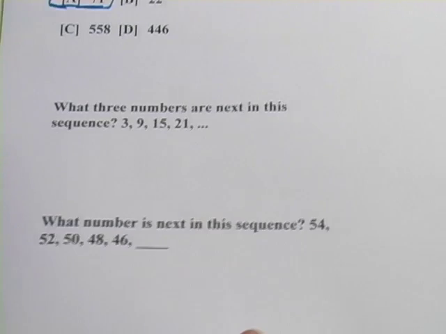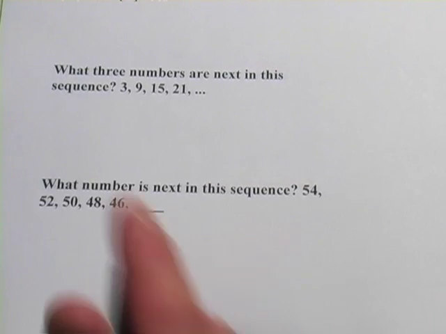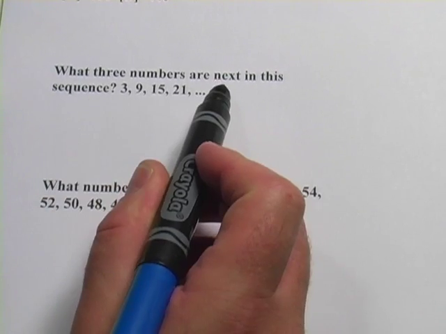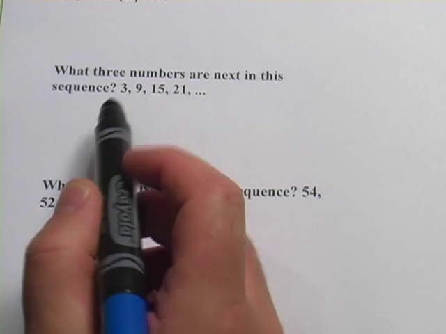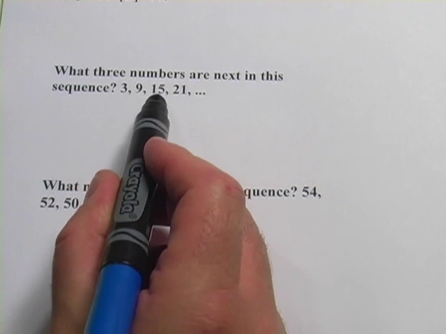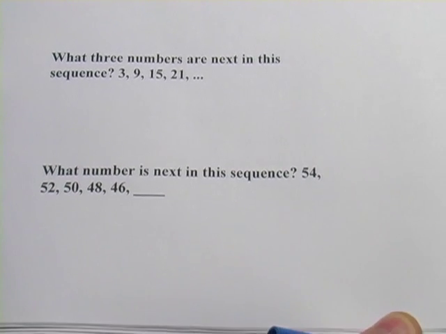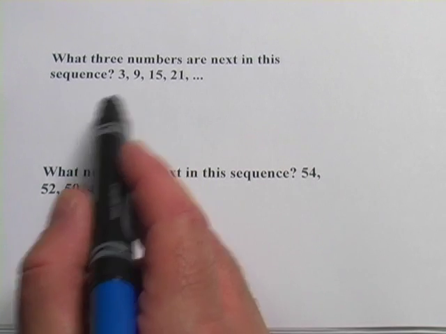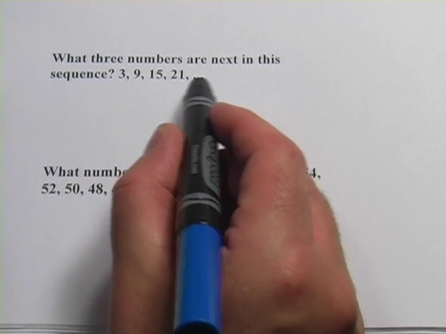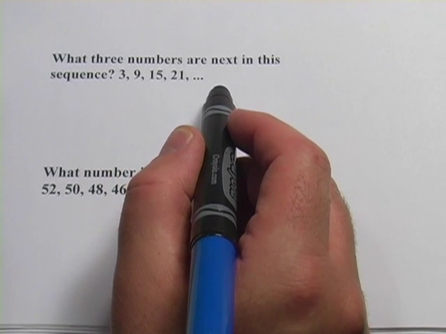Sequences can be a little more complicated than that, though. Let's look at this one. What three numbers are next in this sequence? And it goes 3, 9, 15, 21. So the trick there is to figure out what's the pattern here? How are these numbers related? And then fill in the next three numbers to come.